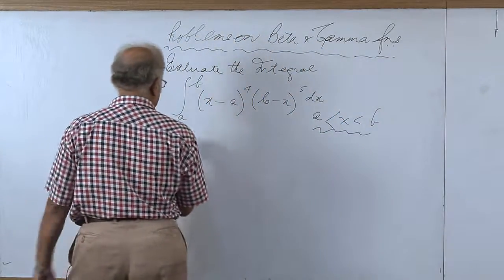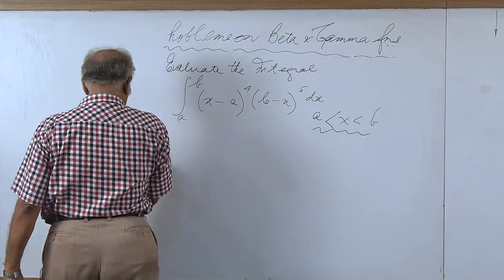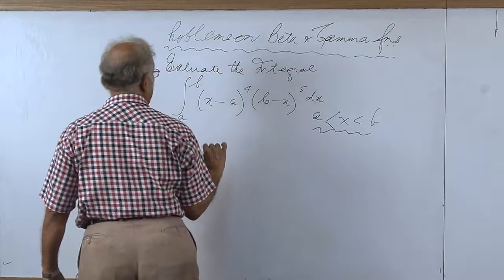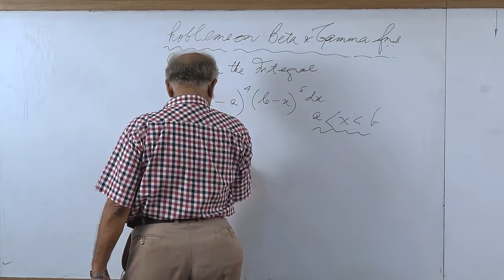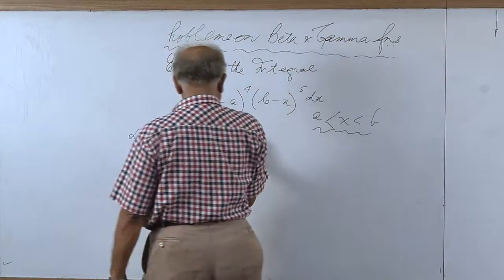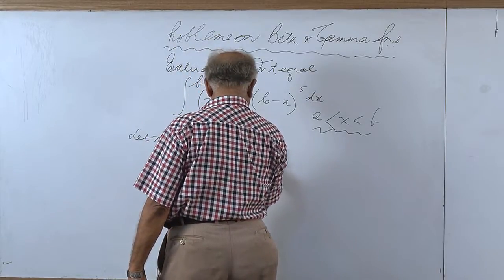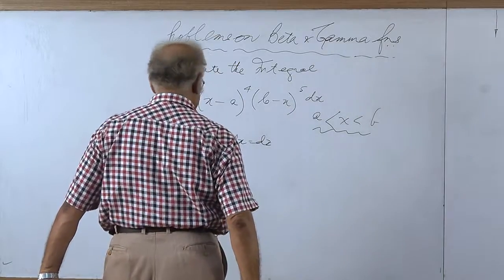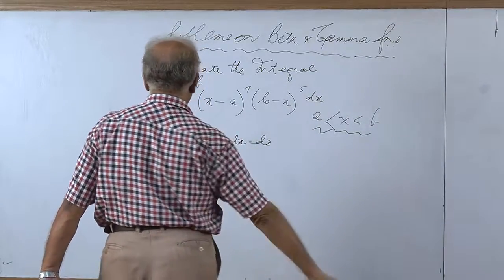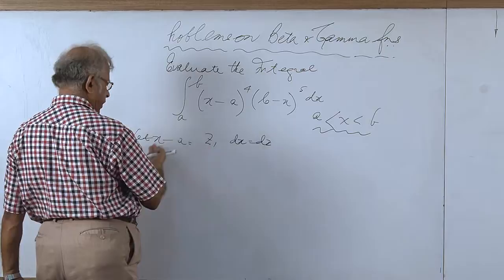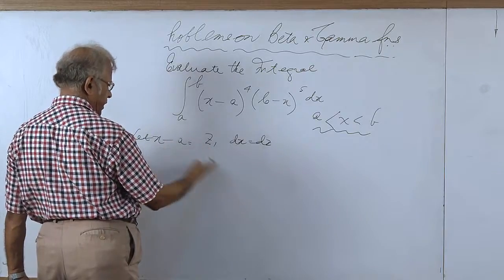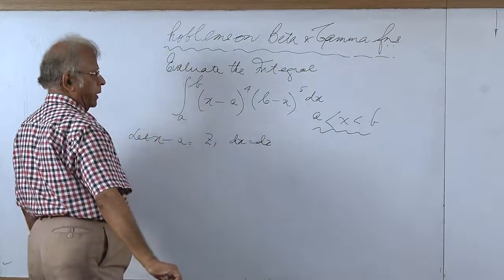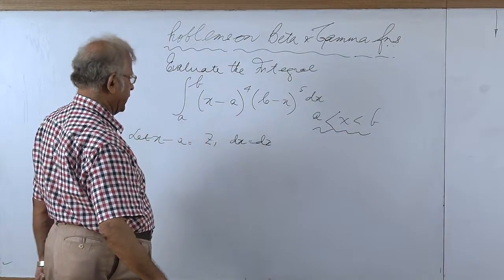We take a little substitution. We say let x minus a be equal to z. So dx is equal to dz. No change on dx and dz, they are the same. This is a linear translation from one variable to another. Z is x minus a, so the differential in x and the differential of z are the same. That is the inner meaning of this.